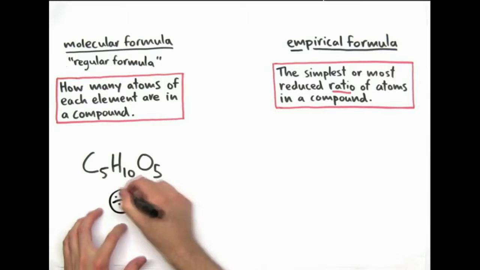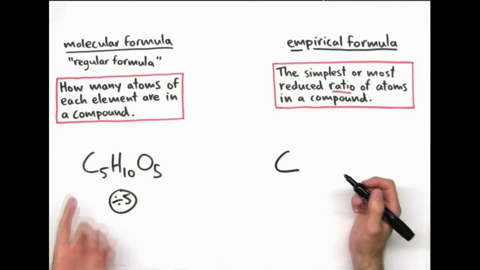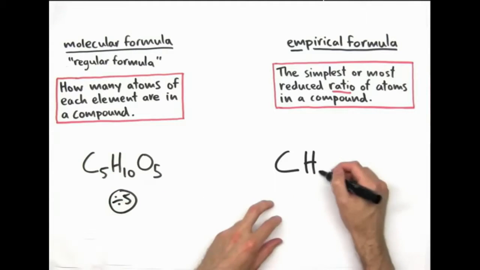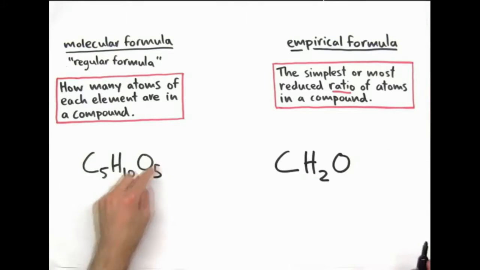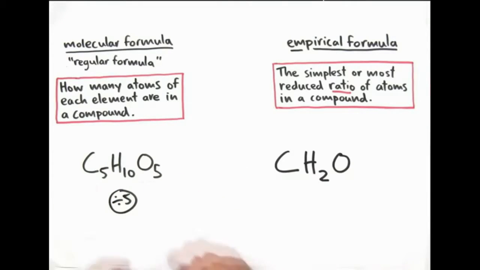We want to divide everything by 5. So for the empirical formula, we'll get C, 5 divided by 5 gives us 1, so we don't put anything after it. H, 10 divided by 5 gives us 2, so we'll do H2, and then O, 5 divided by 5 gives us 1 again, so we don't put anything after it here. So this is the empirical formula for this molecular formula.